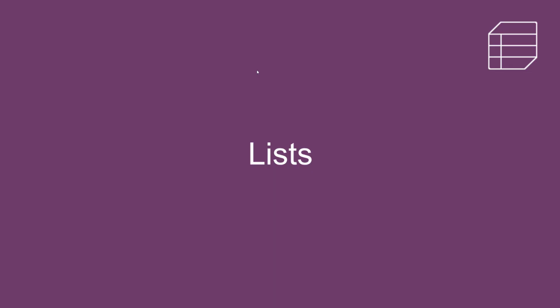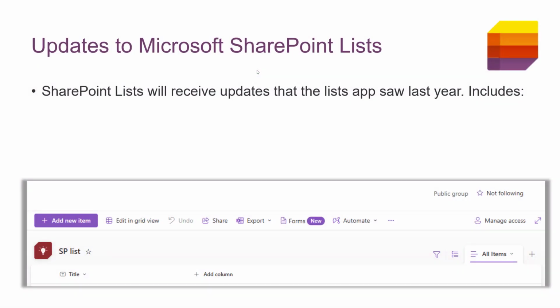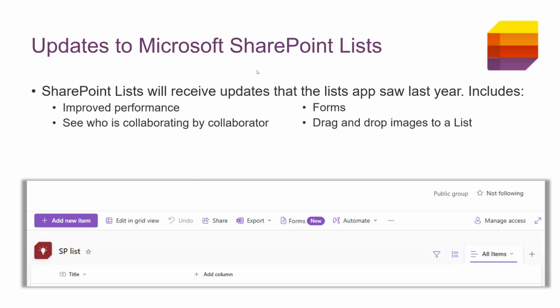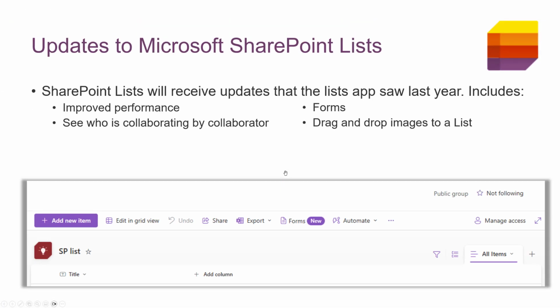Okay, so let's have a look at lists. I'm going to tell you straight away, folks, that this is causing a few issues. But let's just start at the beginning. Microsoft SharePoint lists, the list that's in SharePoint, is receiving updates that the Lists app saw last year, including improved performance, see who's collaborating with you, and forms. Here's a quick screenshot from lists in SharePoint and that forms feature. I love this new forms feature for lists. Anyway, drag and drop images to a list.